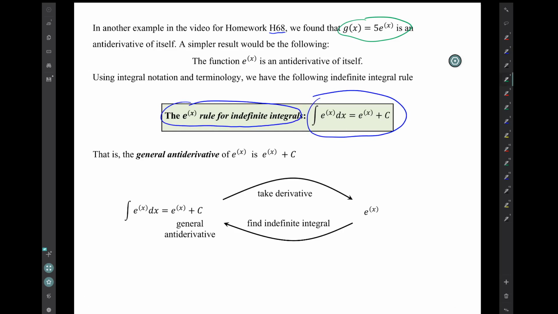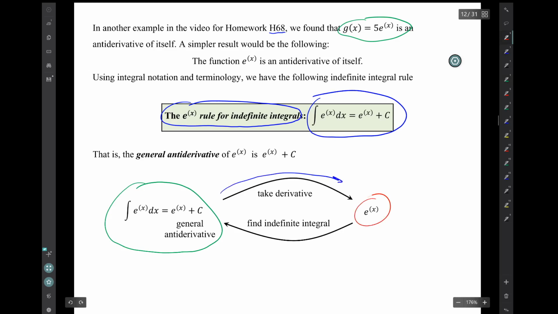So let's think about that in a diagram. Take that function form, e to the x plus c, find its derivative, and you get e to the x. If you start with e to the x and you find its indefinite integral, you get back to that function form.